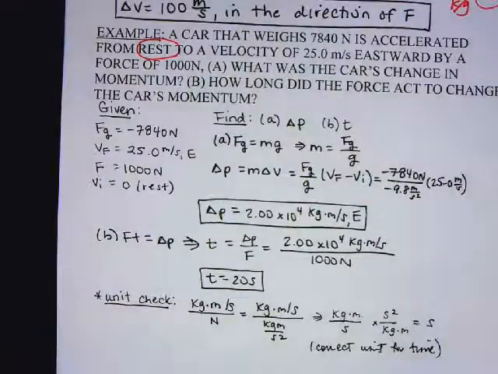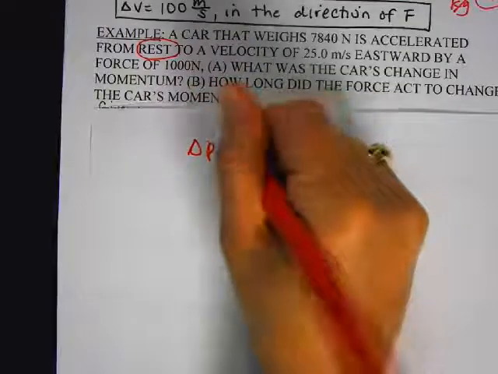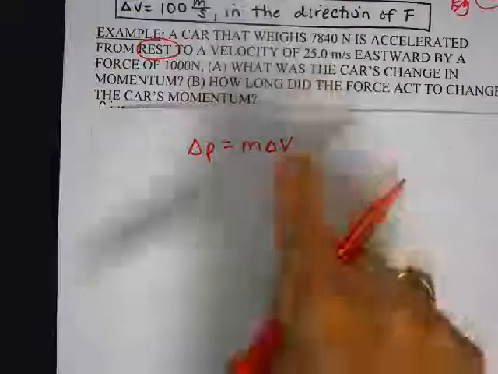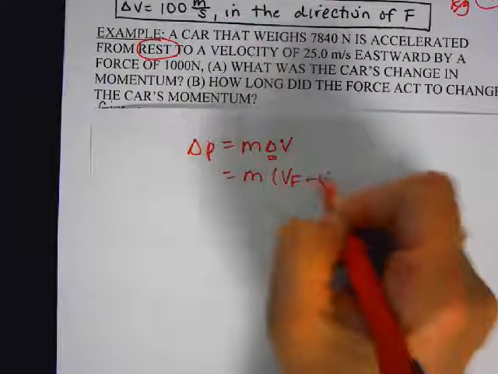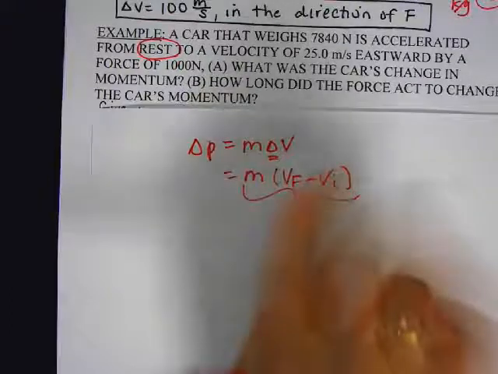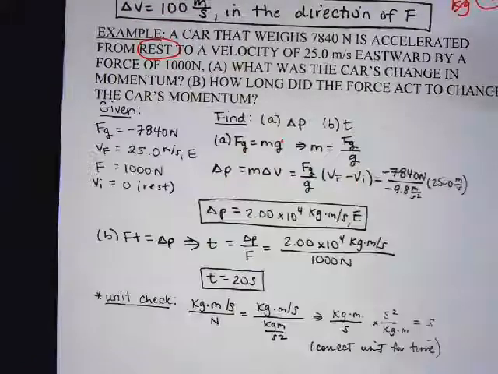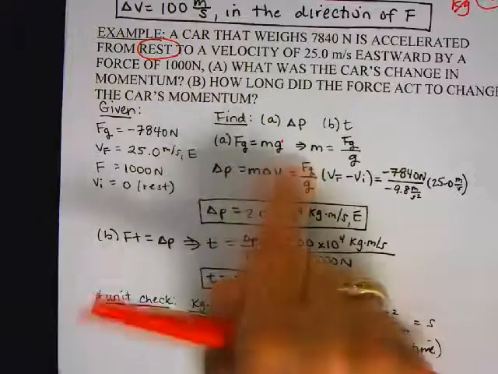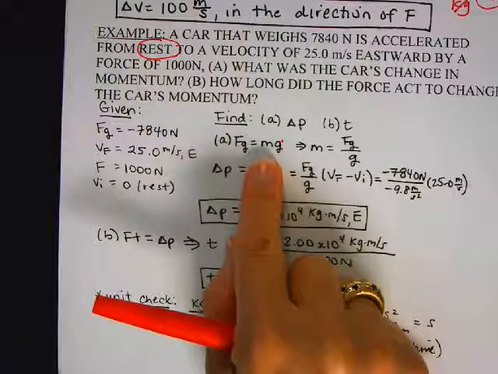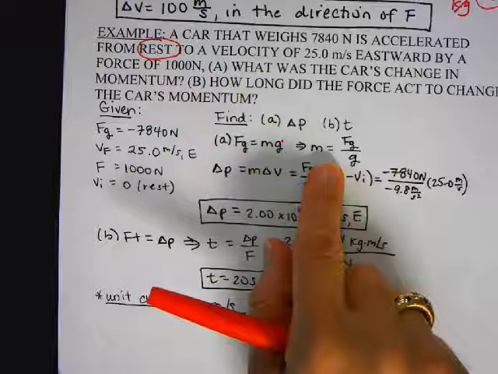Now, before you start giving up on this problem, remember that we said that the change in momentum, delta P, is equal to m delta V. So that's going to be m, and delta is change, so it's always going to be VF minus VI. So this is where that final and initial velocity comes into play. Okay? So where do we start? Well, you've noticed that the equations we used all had mass in them.